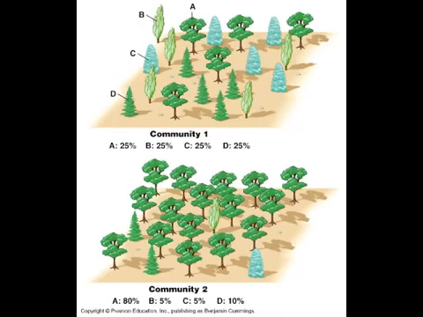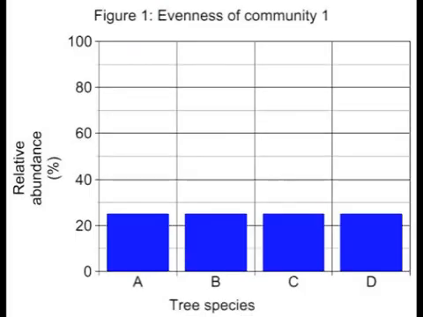In Community 2, one species is much more common than all the rest. Species A represents 80% of the individuals. Since one species is much more common than the others, this gives the community low evenness.